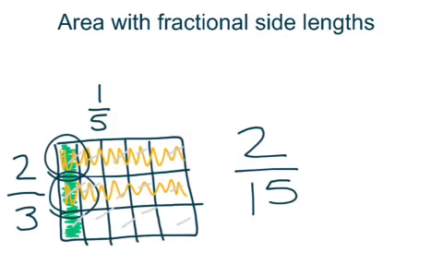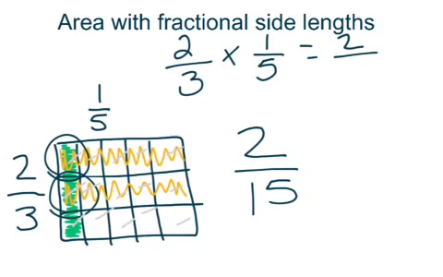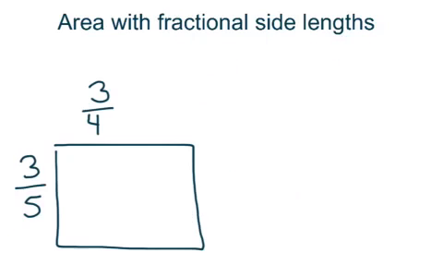And if I were to multiply these fractions, just like, straight across, we should get the same answer. 2/3 times 1/5. Let's look at the numerators. 2 times 1 is 2. And then 3 times 5, 15. Perfect. Checks out. We're going to do one more just to be safe.